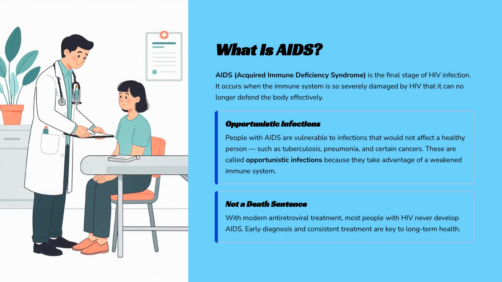AIDS, or acquired immune deficiency syndrome, is the final stage of HIV. A weakened immune system makes individuals vulnerable to opportunistic infections, like pneumonia, that a healthy body could easily fight. However, modern treatment means that many people with HIV never develop AIDS.